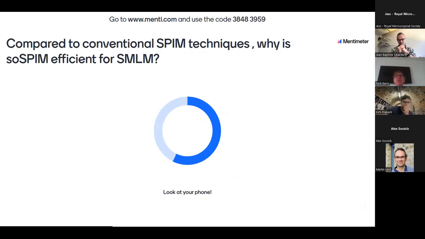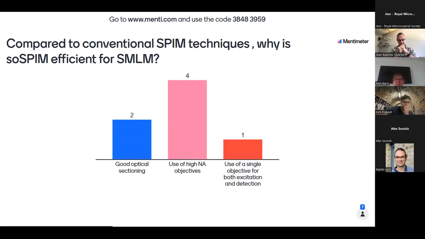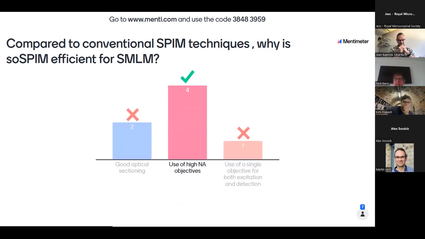Compared to conventional SPIM techniques, why is SO-SPIM efficient for single molecule localization microscopy? Is it good optical sectioning, the use of high NA air objectives, or the use of a single objective for both excitation and detection? And the answer is high NA air objectives, which is a real key for SMLM.